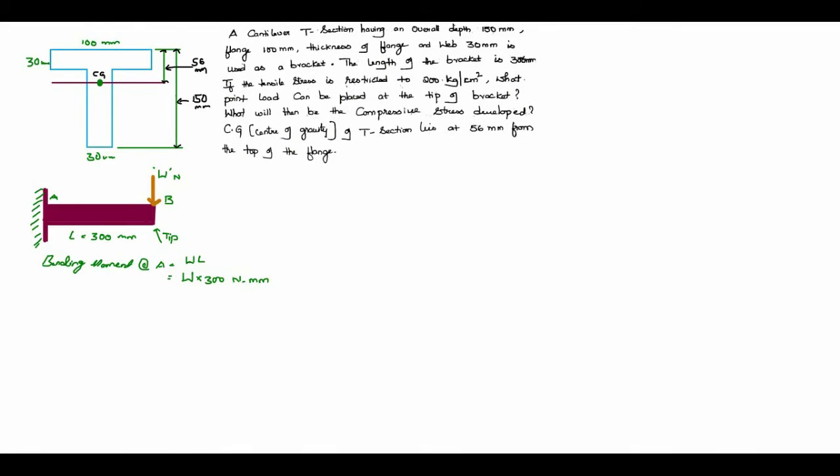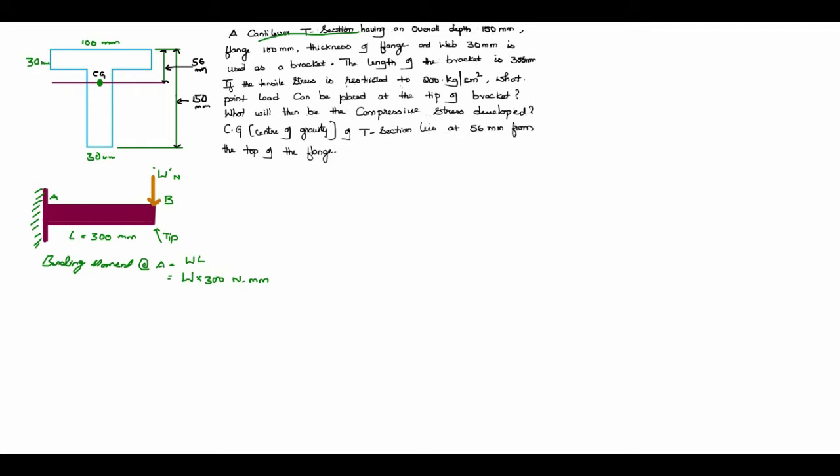So let us solve this problem now. This is a simple problem which contains a cantilever T section. Let me read the question for you. A cantilever T section having an overall depth of 150 mm and flange 100 mm width, thickness of the flange and web both has the same thickness 30 mm, is used as a bracket. The length of the bracket is 300 mm as shown in this figure.